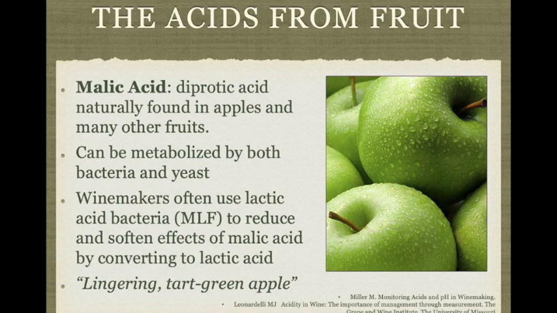Malic acid, that's the acid that's found in apples and also many other fruits, including berries. It's important because it can add a lingering tart green apple-like flavor, which may or may not be desirable. It can be metabolized by both bacteria and some strains of yeast. Winemakers will use specific strains of lactic acid bacteria to soften the sourness of malic acid by converting it to lactic acid. We don't use malolactic fermentation very much in mead. I've used it in some pyments and some melomels, but it's not something that we would normally use, say, in a traditional mead or a mead that does not contain malic acid.